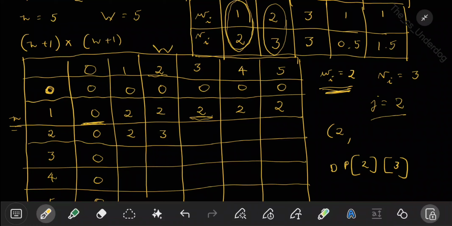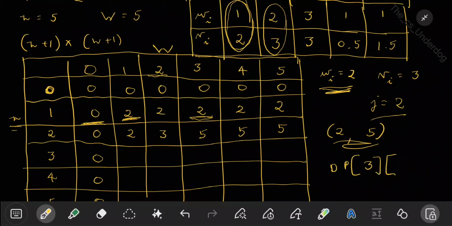So you have to move 2 blocks. You will reach here. So 2 plus the value of the present item, which is 3. So 2 plus 3 is 5. 2 or 5, which is larger? 5 is larger, so you will enter 5 here. The same way, you will get the same value 5 here, and here also you will get 5. The same logic.